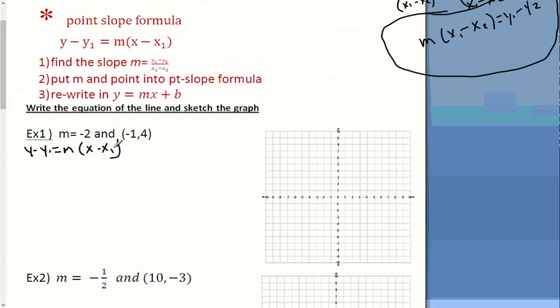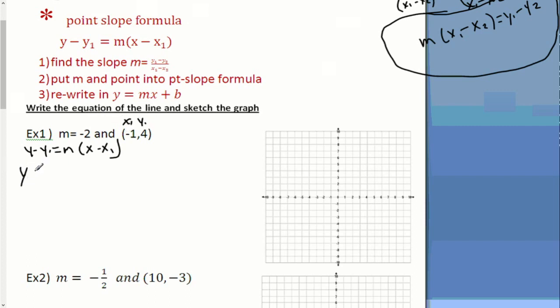Now watch what you do. This is my slope. This is x1. This is y1. Okay? Now be careful with these minuses. That's where people mess up, and they also put the x here and the y here. So just go real slow with this. That's why I would label everything and just fill in the blanks.